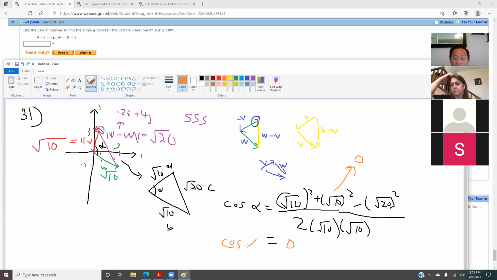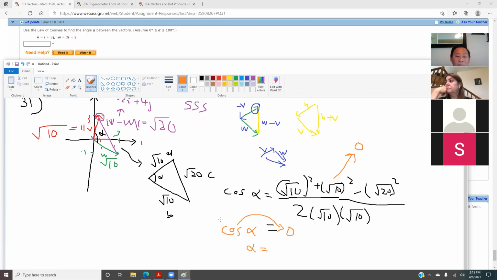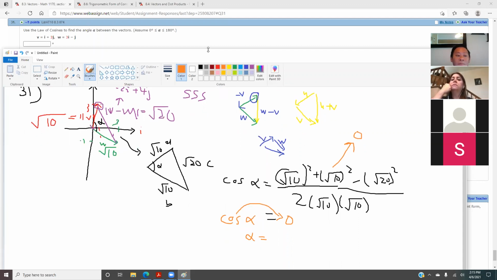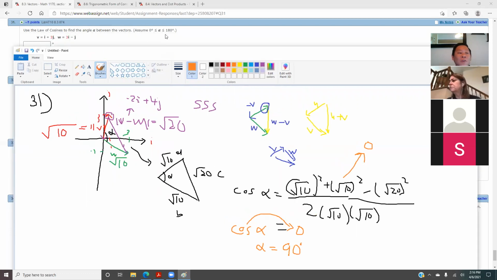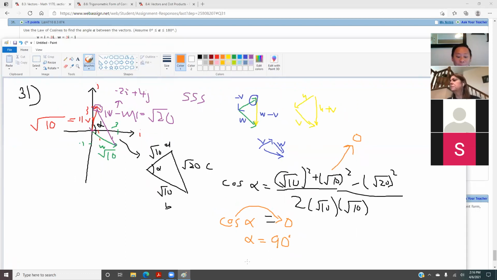So can someone tell me what is the arc cosine of 0? Anyone? I think it's 90 degrees, right? Is it 90 and 3 pi over 2? Yeah, but again, we want it in degrees. We don't want it in radians. Yeah, it's 90 degrees. So again, they want it in degrees. So your answer here is 90 degrees.